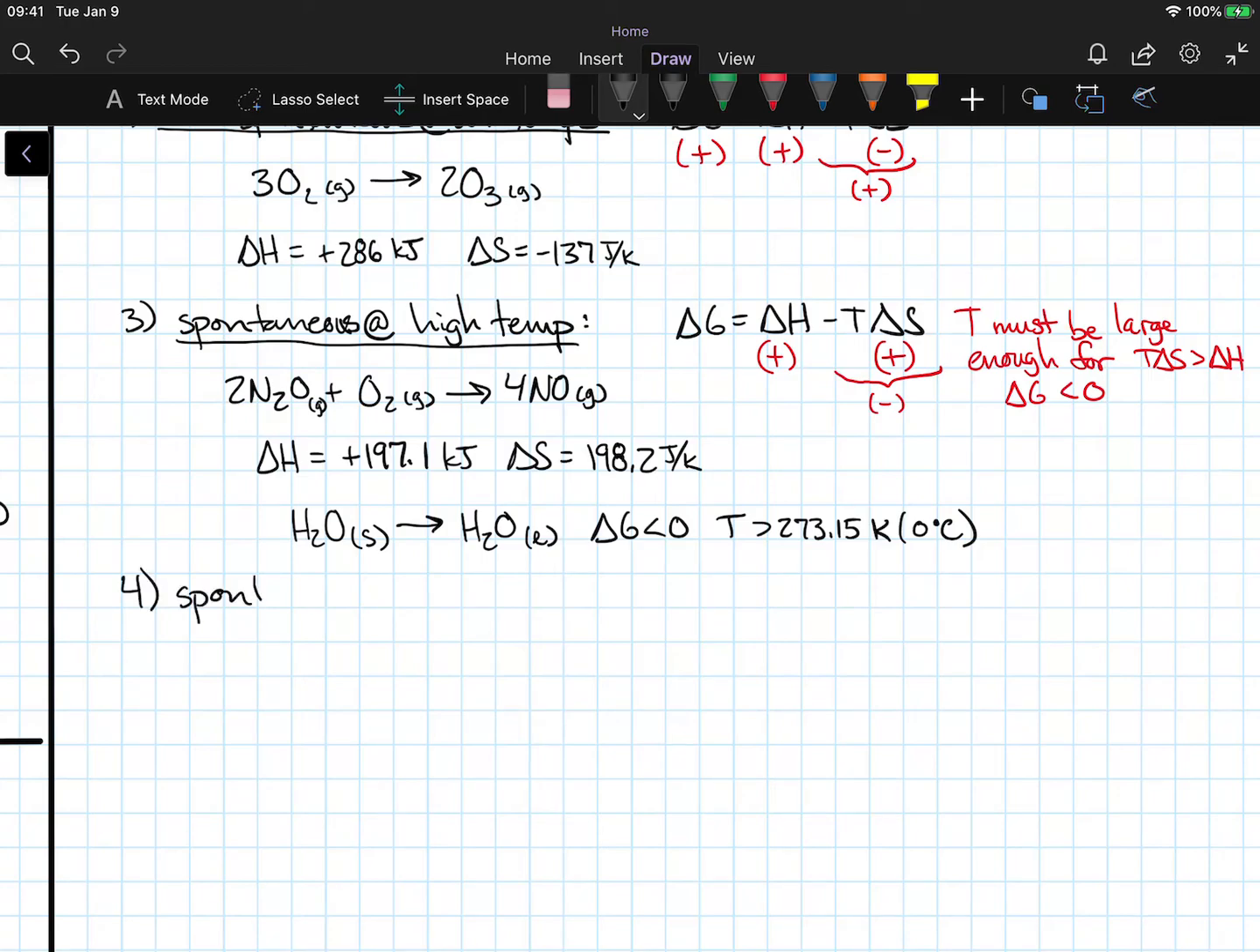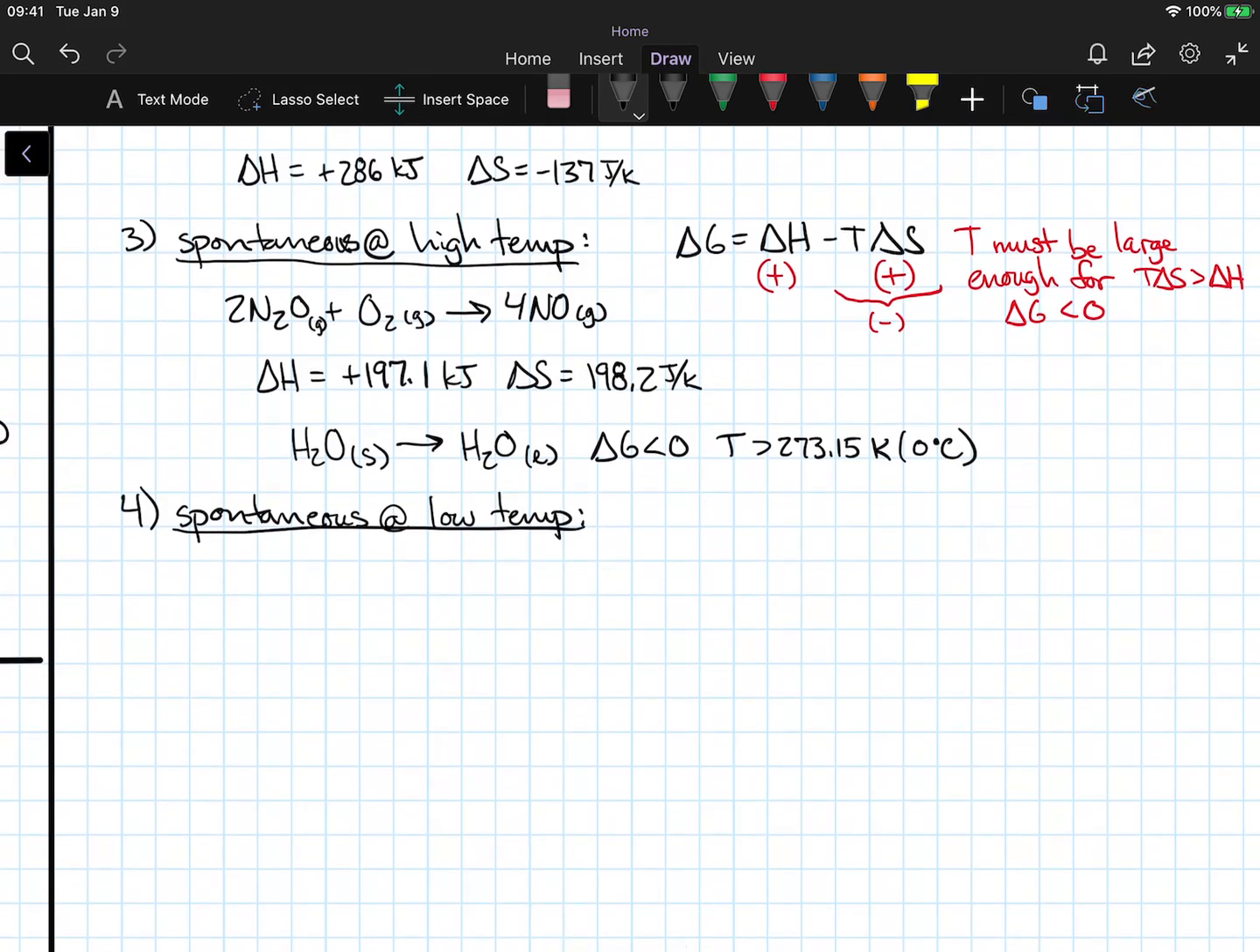And the fourth case is that some processes are spontaneous at low temperatures. One example of this is the formation of rust from iron. Iron plus 3 moles of oxygen become 2 moles of iron oxide, which is just rust. This has an enthalpy of reaction. It's exothermic, negative 1651 kilojoules per mole. It's very exothermic, but it just happens so slowly we can't notice it on a day-to-day scale.